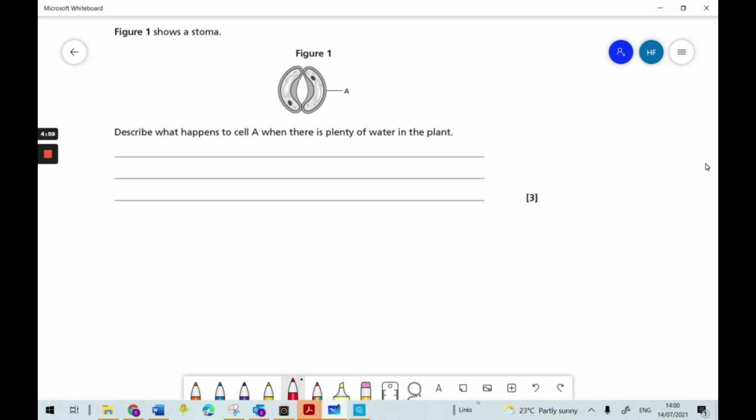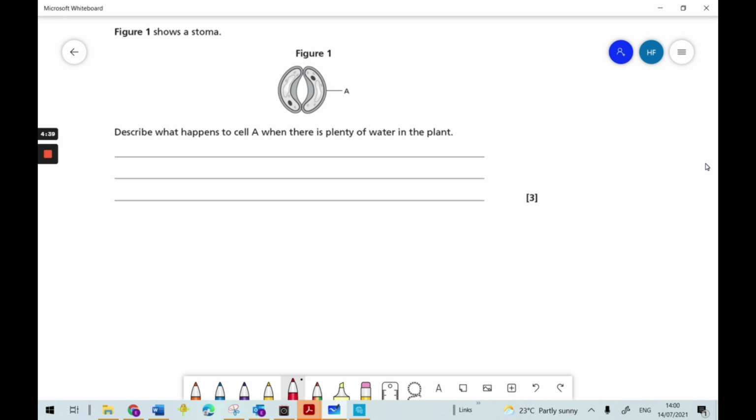Let's have a go at this exam style question. The question says, Figure 1 shows a stoma. Describe what happens to cell A when there is plenty of water in the plant. And there's also a diagram showing a stoma and a cell that forms one side of the stoma labelled A.